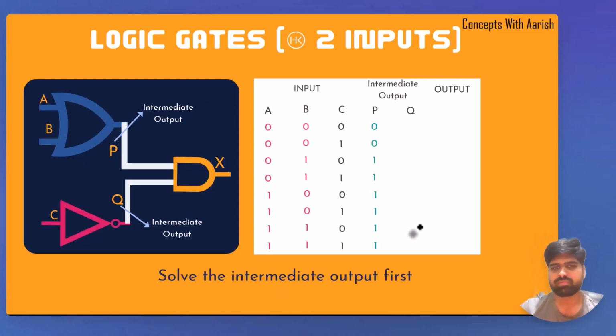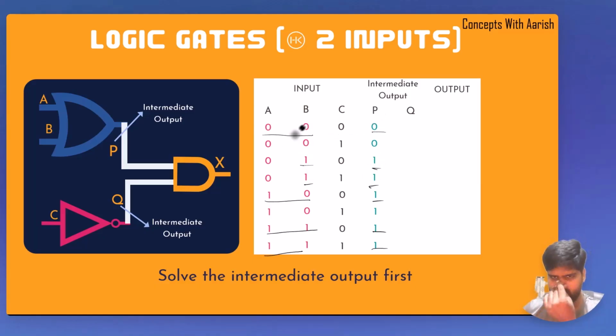For this particular example, the first step is doing an OR on A and B. So A and B with 0 0 will produce a 0. Whichever have both ones will produce 1. This one and this one produce 1, and this one also has a 1. If either one of them is a 1, then it will produce a 1. So this one has a 1, so it produces 1. For the others, none of them is 1, that's why it produces a 0.